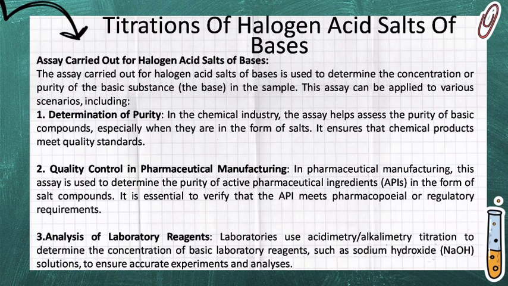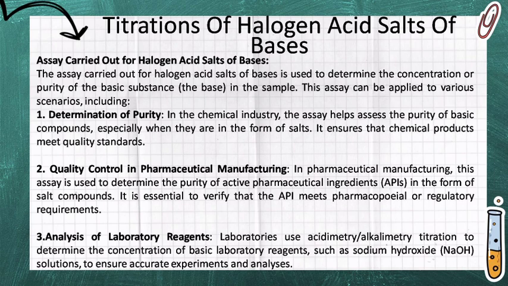Assay carried out for halogen acid salts of bases. The assay carried out for halogen acid salts of bases is used to determine the concentration or purity of the basic substance, the base, in the sample. This assay can be applied to various scenarios, including: first, determination of purity. In the chemical industry, the assay helps assess the purity of basic compounds, especially when they are in the form of salts. It ensures that chemical products meet quality standards.